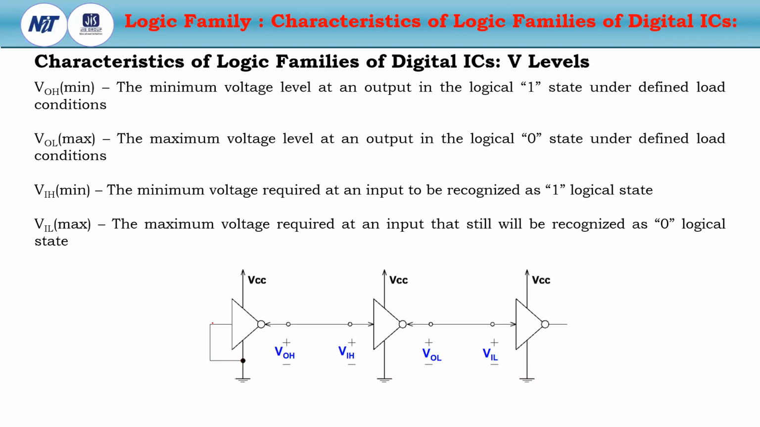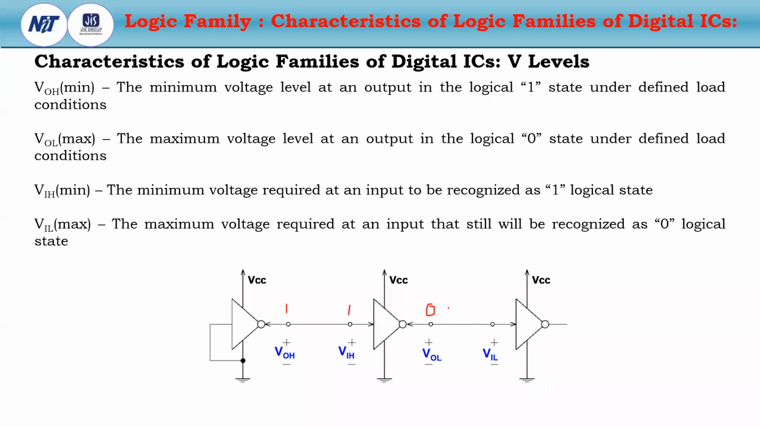Suppose this is a 0. So the output will be high. VOH will be high, that is logic 1. Now VIH is the minimum voltage required at an input to be recognized as 1. This is 1, so this is 1. Now this 1 will become 0. That is the VOL max, the maximum voltage level at the output in the logical 0 state. So obviously this will be 0.